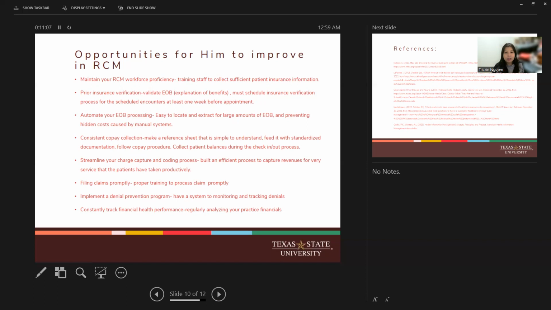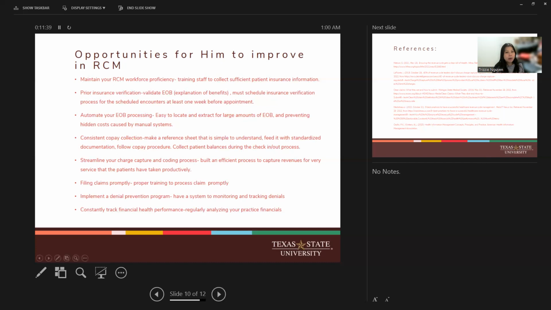We also have to be consistent with the copay collections, and streamline the charge capture and coding process. The claim must be filed promptly. And we also need to have a denial prevention program, because the system will help with monitoring and tracking denials. And last is to constantly track the financial health performance regularly to analyze the practice's finances.